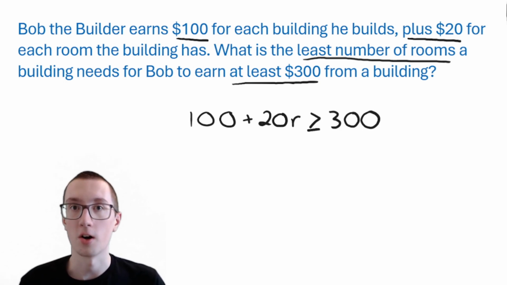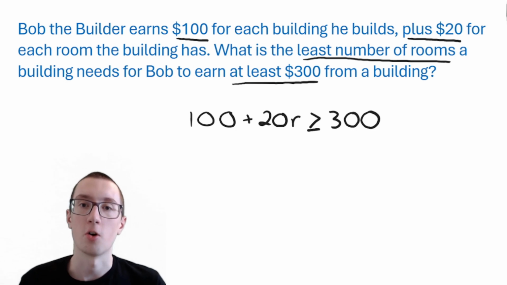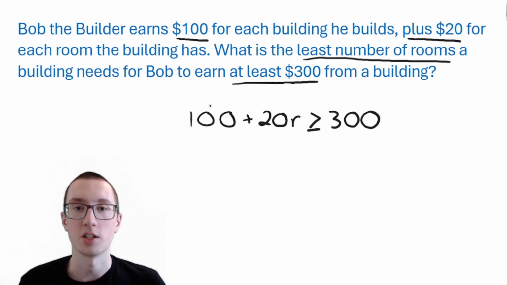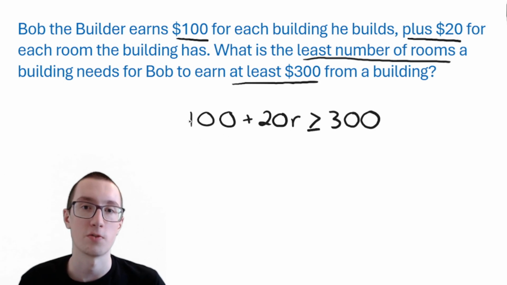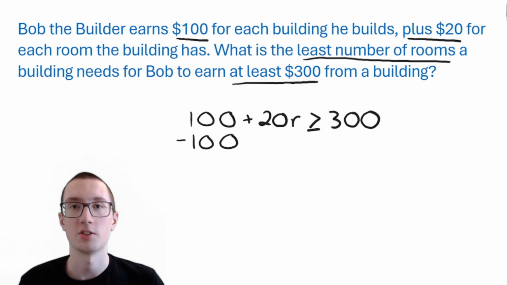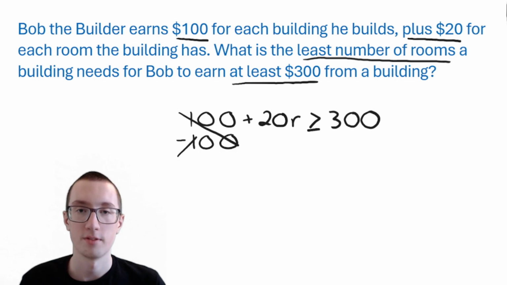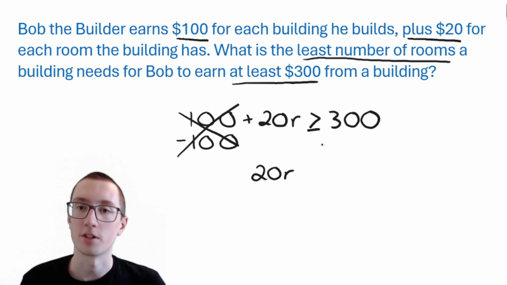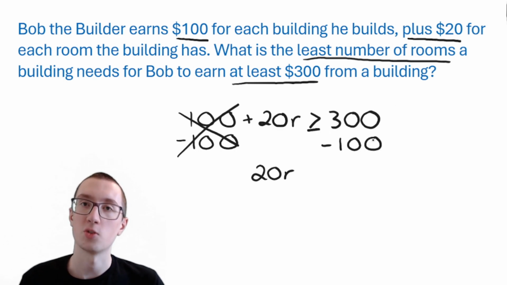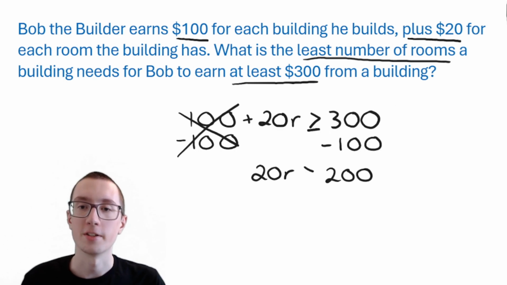So we need to get R, the variable, by itself. So the way we do that is by getting rid of this 100 first. We don't want to get rid of the 20 yet because that's more attached to the R. It's easiest for us to get the 100 out first. So we're going to go ahead and subtract 100 from both sides because that will cancel these out. And on this side, we're just left with 20R. But we have to do the same thing on the other side. So we're going to subtract 100 from the other side of the equation as well. 300 minus 100 is 200, and we'll just carry the sign down.